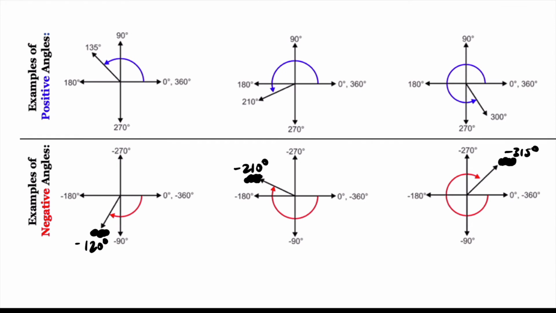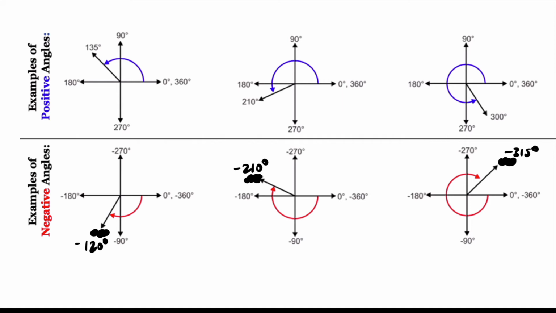I have some examples here of positive angles and negative angles. There's a typo. The bottom negative angles should be negative 120 degrees, negative 210 degrees, negative 315. For some reason, when I printed it out, it put the wrong angles in. So change those. The top's fine, but the bottom is wrong for some reason. Negative 120 degrees, negative 210 degrees, negative 315 degrees.